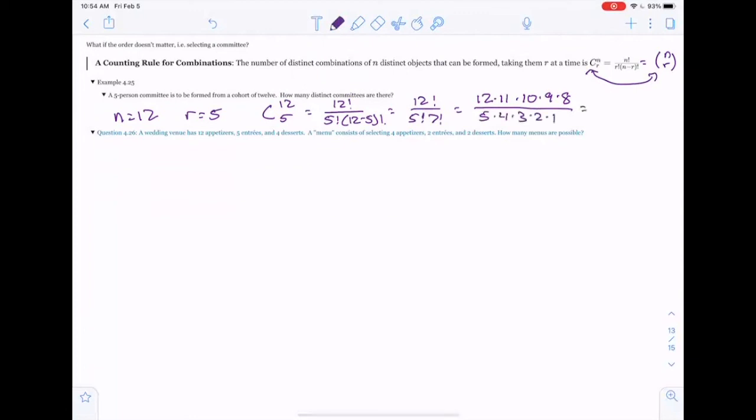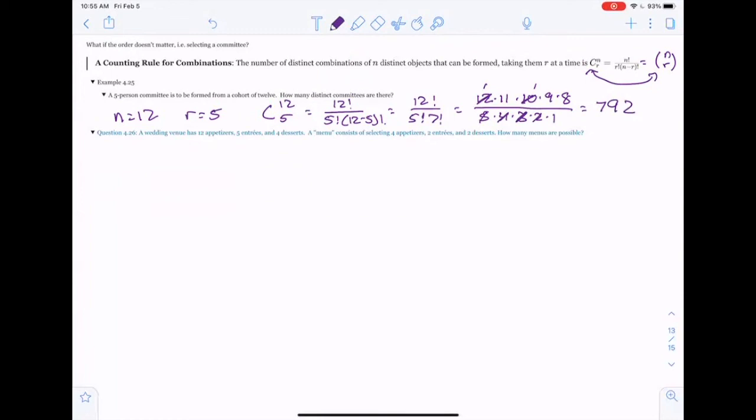And what we can do now is just start to reduce. 5 and 2 cancel out with a 10. 4 and 3 cancel out with that 12. And so now we're left with just 11 times 9 times 8. And if we compute this, this is going to be 792 possible different committees.